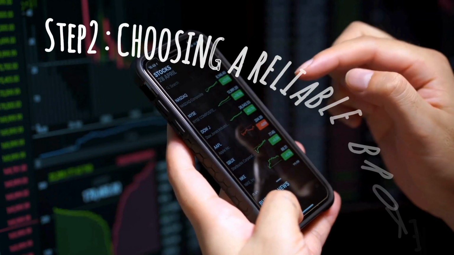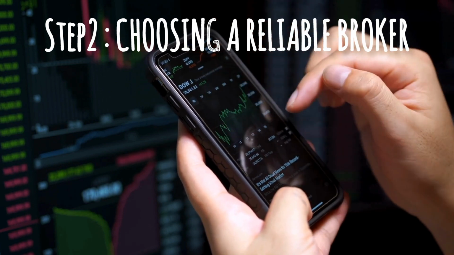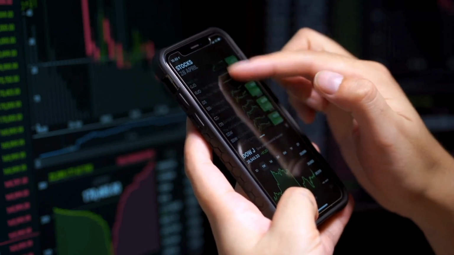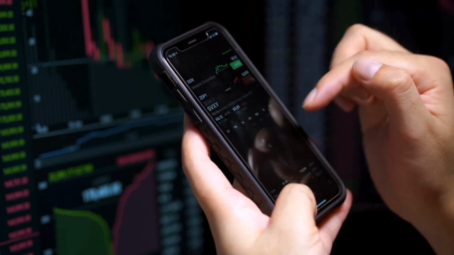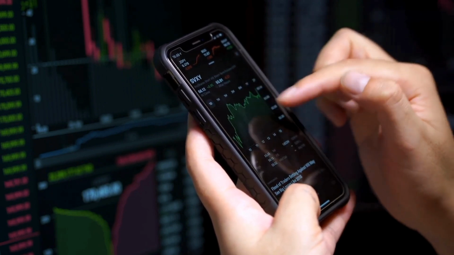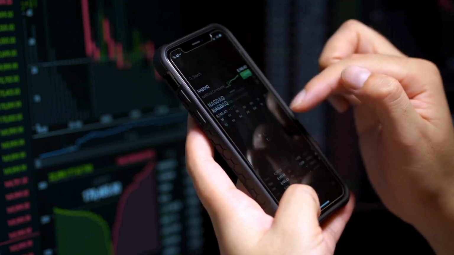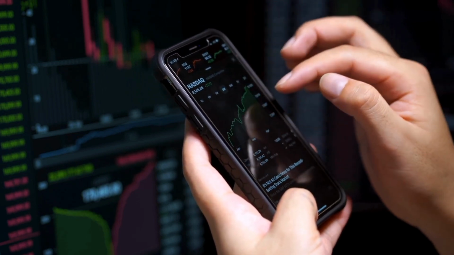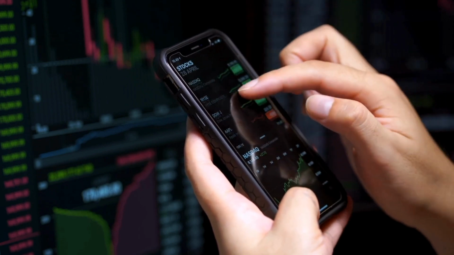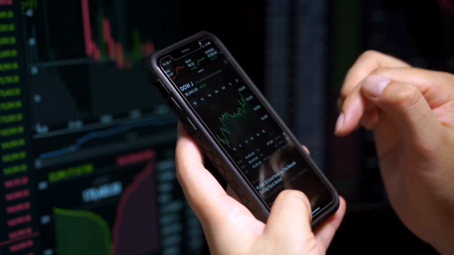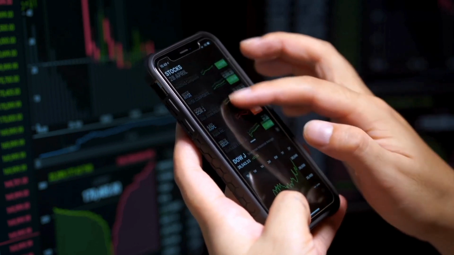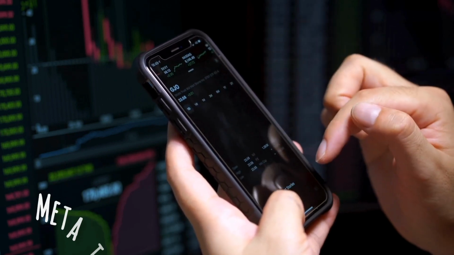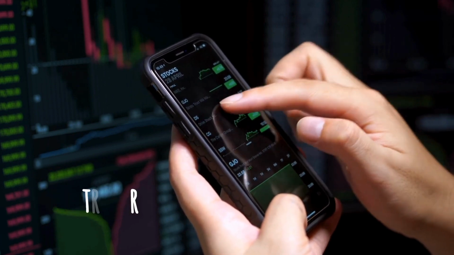So now step 2 is to choose a reliable broker. After educating yourself and knowing what Forex is and knowing the currency pairs you are trading, you have to choose a reliable broker. Always you have to pick a trusted broker. You have to look for one regulated by authorities like the FCA or the ASIC for safety. Now you have to compare the fees, the spreads, and platforms like MetaTrader 5. Do they offer MetaTrader 5 where you will be able to connect them, or TradingView?